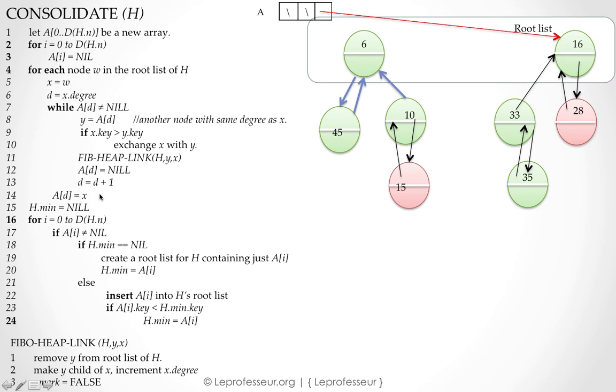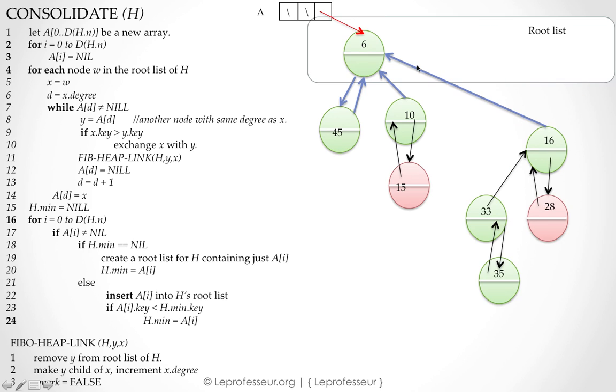Now we go back to the while loop condition, and because we incremented d equal to d plus 1 at line number 13, we check a2. Now a2 already is pointing to 16. Same procedure we have to do. We have to check between 6 and 16. So one will become the other one's child. So 16 is bigger than 6, 16 becomes the child of 6.